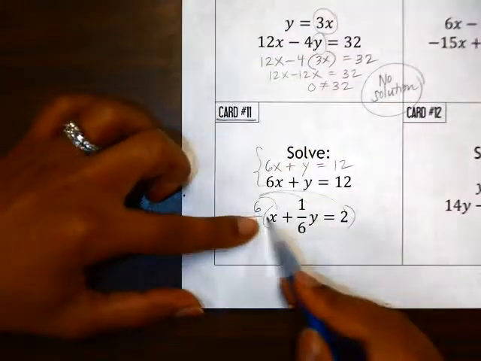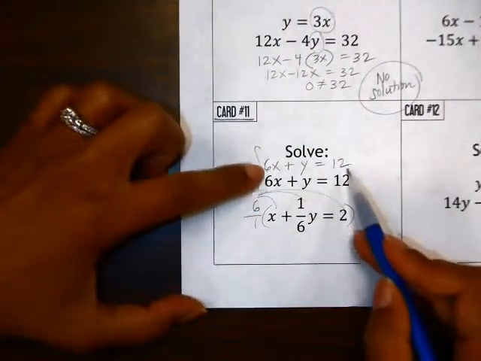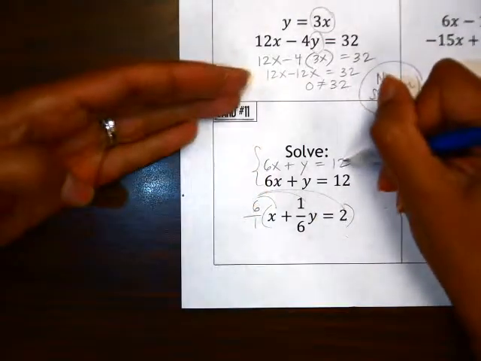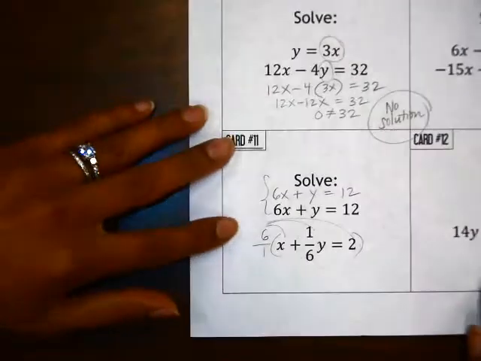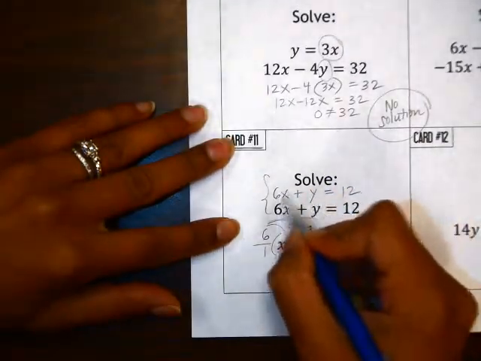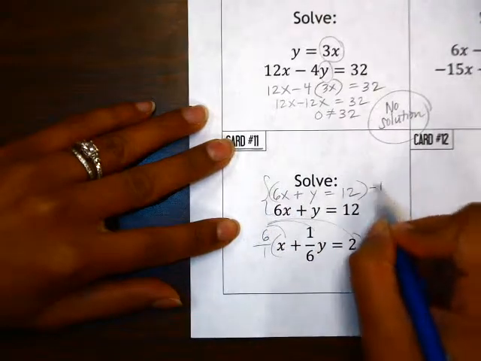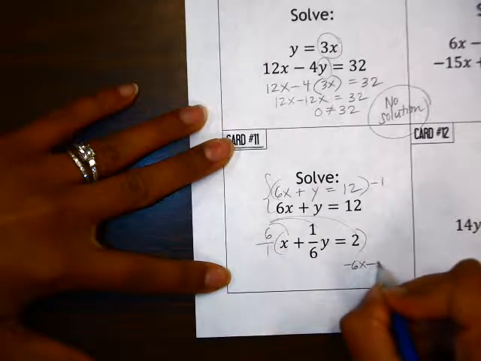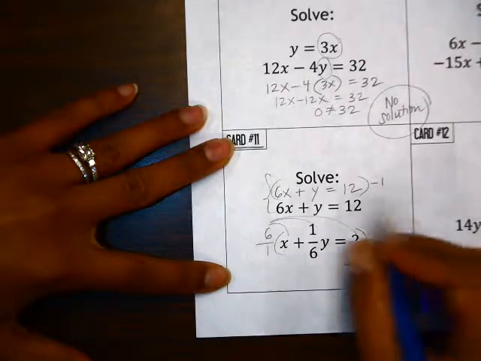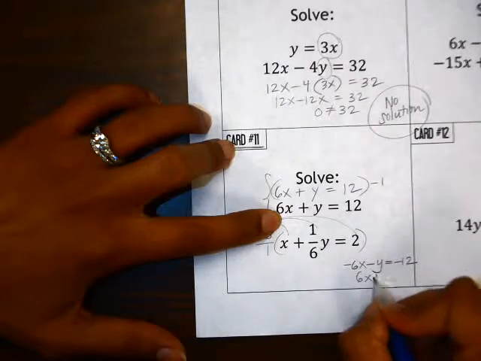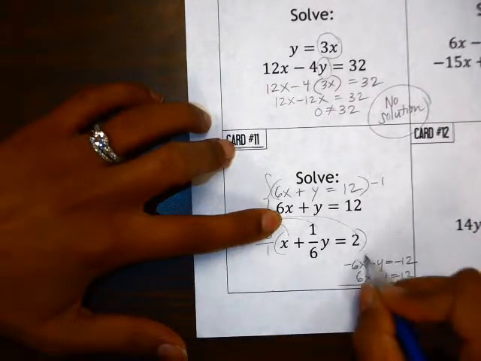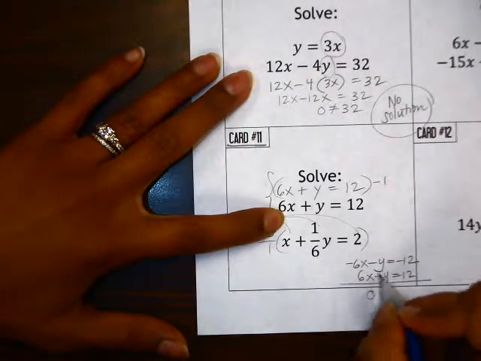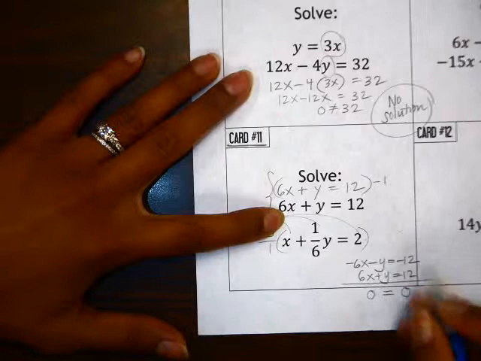So notice what happens here when we rewrote this equation. We ended up getting the exact same equation that we had for the first equation. If you were trying to solve this by elimination, you would want to get rid of either the x or the y. So if we multiplied by -1 on this equation, my new system becomes -6x minus 1y equals -12. I'm going to rewrite the second equation as is. And if you combine these, not only do the y's cancel out, but the x's also cancel out. I have 0 plus 0 equals 0.